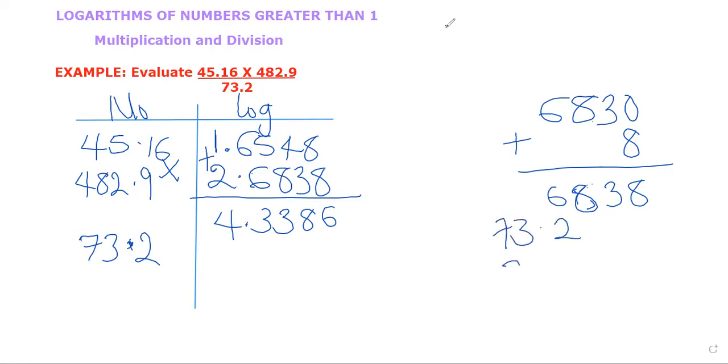73.2 in standard form is 7.32 times 10 raised to power 1. So my integer part, my dear students, will be this power of 10, and that's 1. So my integer part is 1 point. So I'm going to use my 4-figure table to check for 73 under 2. So quickly, let's check together.